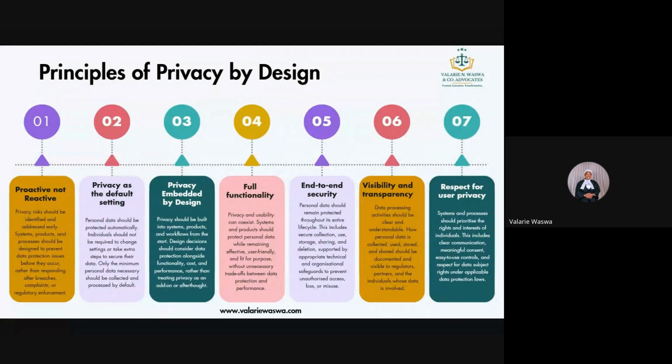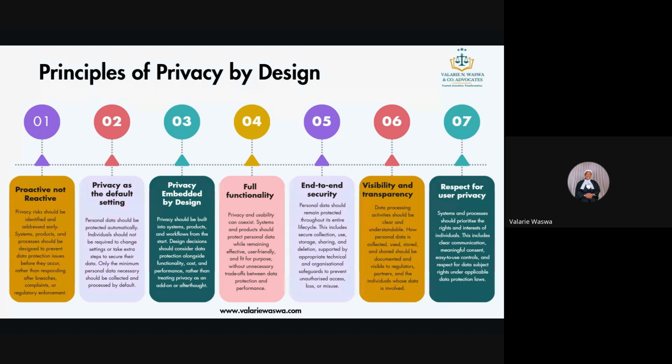Visibility and transparency is also another principle of PBD. And basically what this is saying is that these activities around how you process data, how you collect data, should not be a secret. It should be very clear. It should be very understandable. Someone looking from the outside in should be able to come and say, oh, okay, by perusing your documents, I can say that Valerie Waswa and Company Advocates, for instance, are a privacy-first organization. So it should be clear, it should be understandable, it should be available for scrutiny.